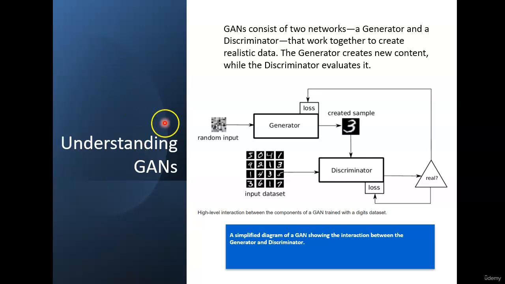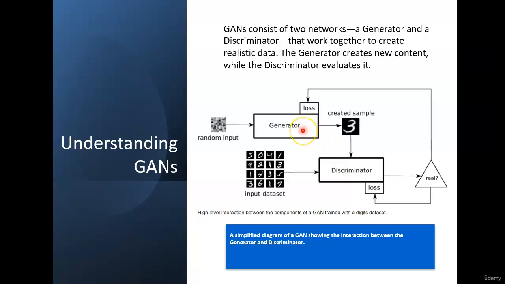Next, very important is understanding GANs or generative adversarial networks. One of the most exciting technologies in generative AI is the generative adversarial network or GAN. A GAN consists of two neural networks, a generator and a discriminator, that work together in a competitive process.